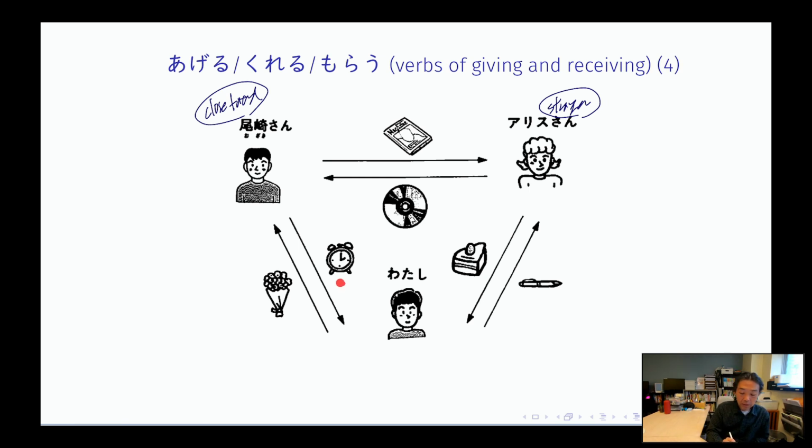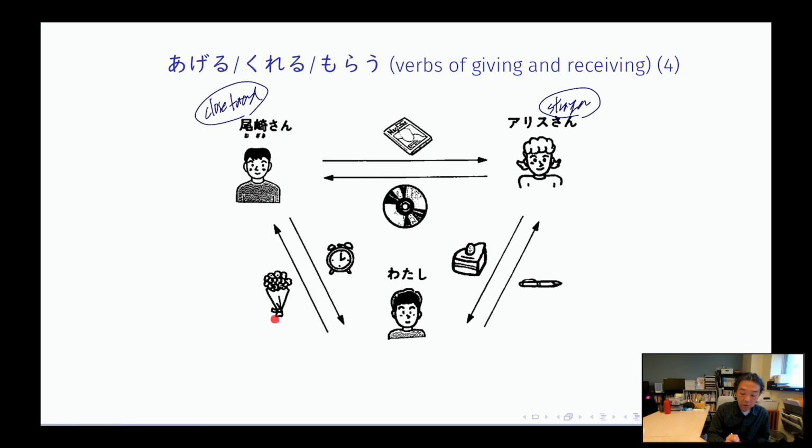Okay. Let's think about this one. 尾崎さんは私に時計をくれる。And this one. アリスさんは私にケーキをくれる。Okay. And finally this one. アリスさんは尾崎さんにCDをくれる。Okay. Let's try using もらう.